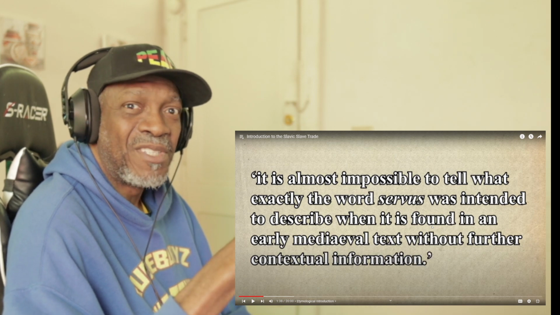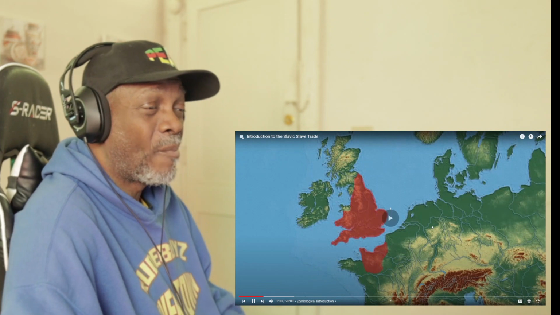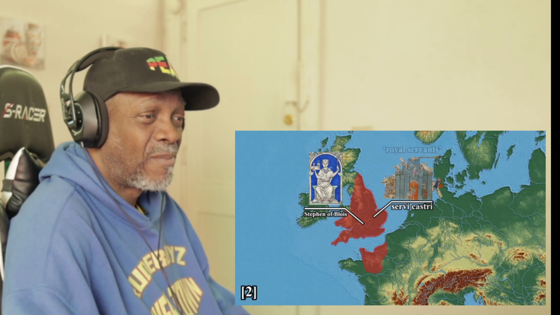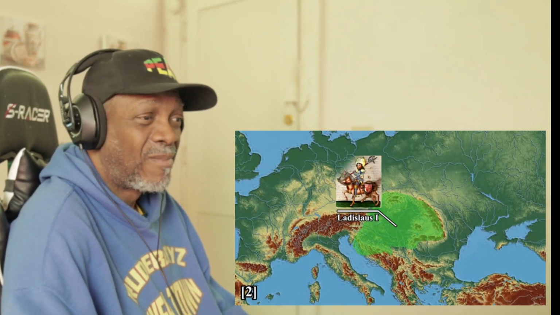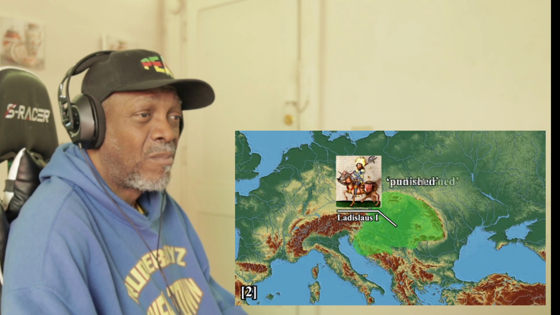For example, when the law books of King Stephen mention some servi in charge of a castle, these are most certainly royal servants, not slaves. However, when in the same time period, King Ladislaus orders that the escaped servi be captured, punished, and returned to their masters, he was most definitely referring to slaves, not royal servants.